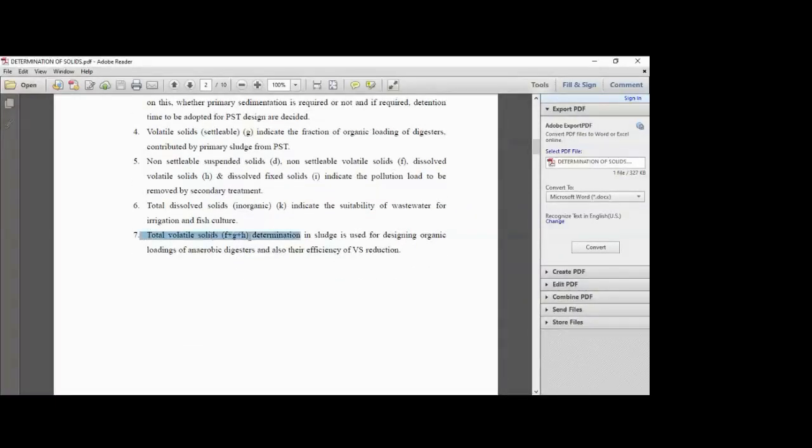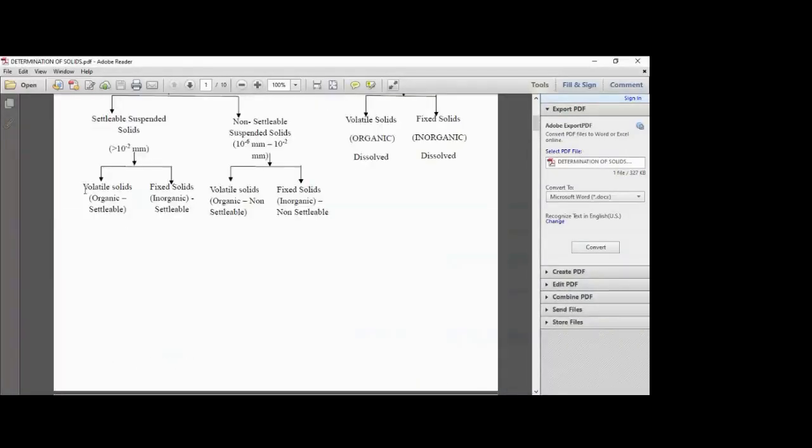Total volatile solids, right, determination in sewage is used for designing organic loading of the anaerobic digester and also their efficiency for VS reduction. So all these total volatile solids, this volatile solid, again this volatile solid, and this volatile solid, they are going to get treated in the anaerobic digester. So knowing about the concentration of this plus this plus this is very, very important for the designing of the anaerobic digester, which is going to stabilize this sludge.